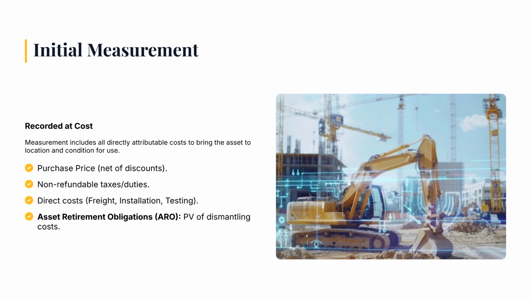This includes the invoice price plus everything needed to get it ready: freight, installation, and testing. Don't forget AROs, asset retirement obligations. If you have a legal duty to clean up the site later, you must estimate that cost today and add it to the asset's value. For basket purchases, buying a whole factory of equipment for one price, you allocate the cost based on the relative fair value of the individual items.